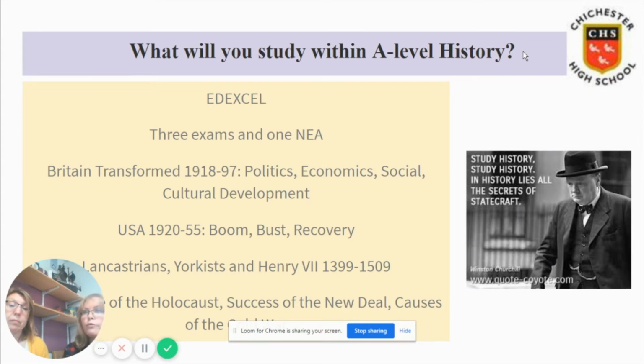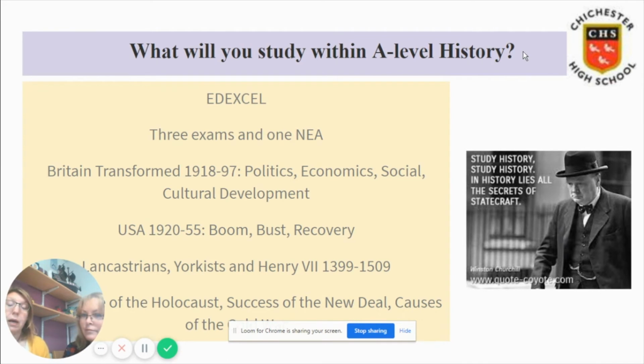And in all 3 exams, you will sit 8 essay questions in total when you sit the final exams, but 5 of them will be pure deep analysis essays, and then you will have a source question for both Lancastrians and America, and you will also have an interpretation question for Britain Transformed, which is always focused on Mrs. Thatcher.